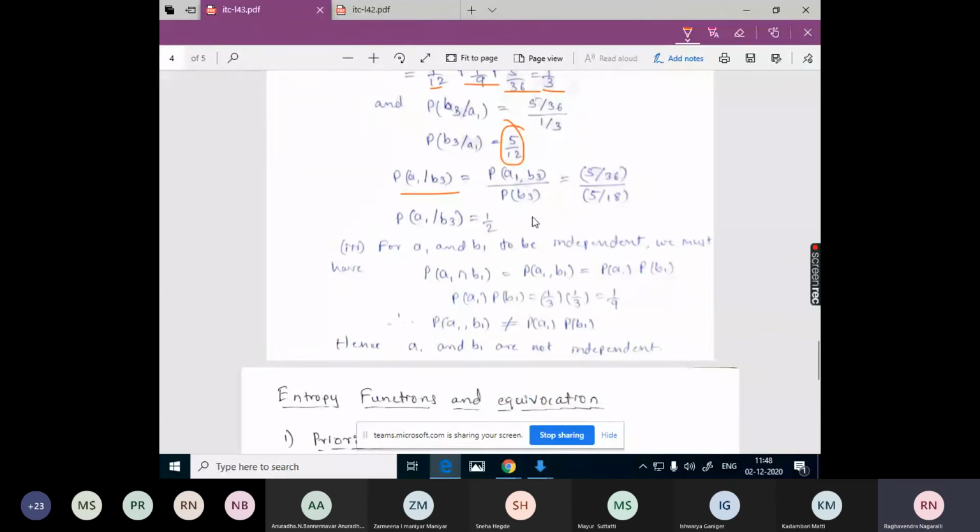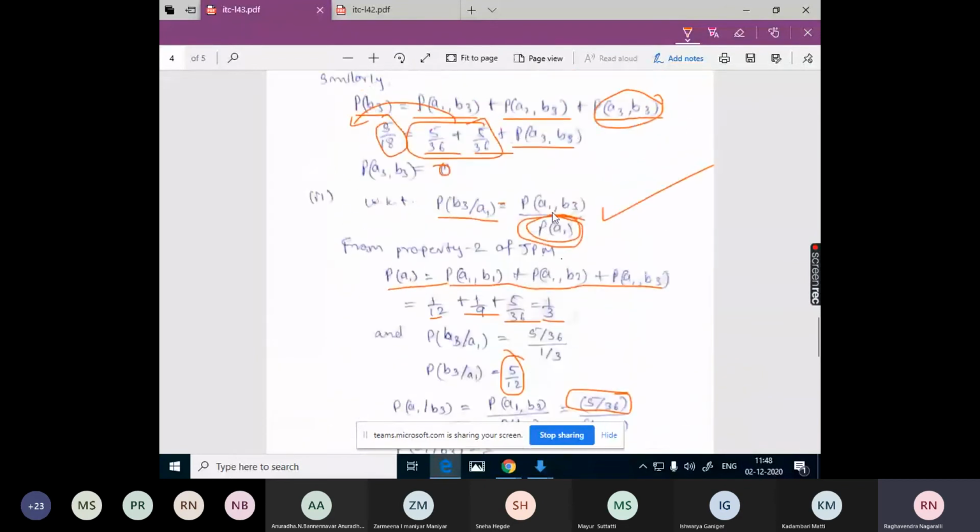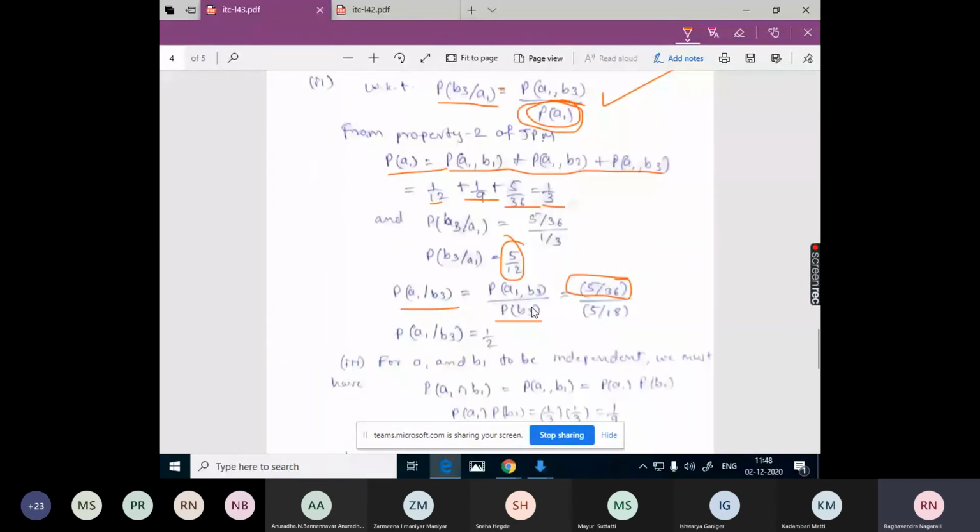Okay. Again, using the conditional probability rule, P of A1 by B3 is equal to P of A1 comma B3 divided by P of B3. A1 comma B3 is again the same thing, 5 by 36, and this time instead of P of A1 we have P of B3. So the numerator is the same, A1 comma B3. Only the denominator is changed. Here we have input symbol, here we have output symbol because of the change in input output condition.